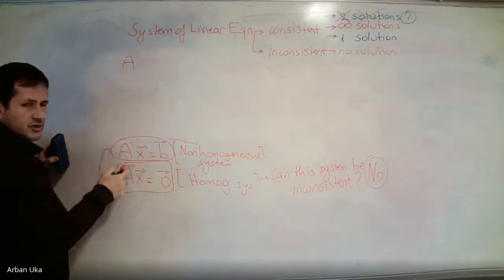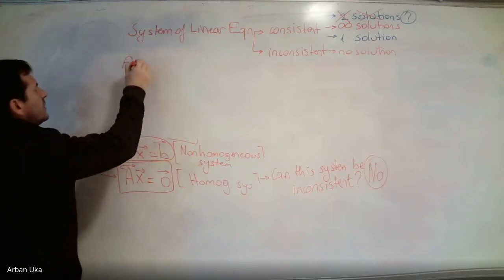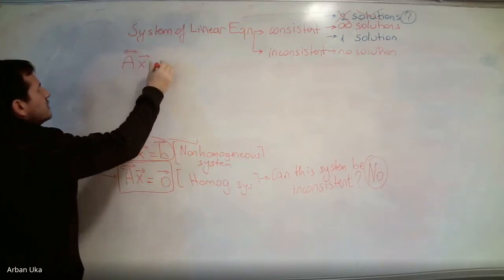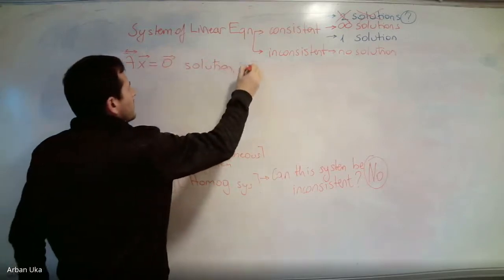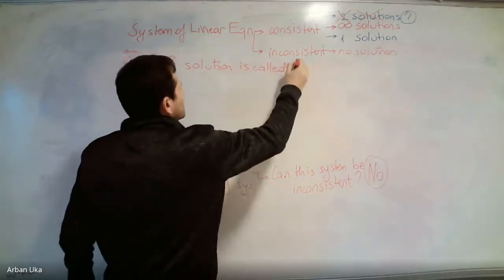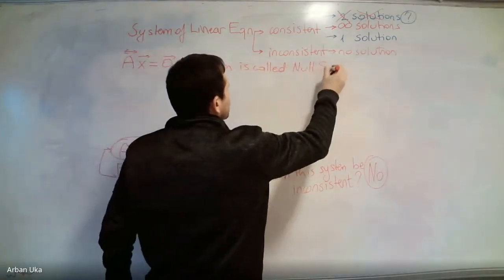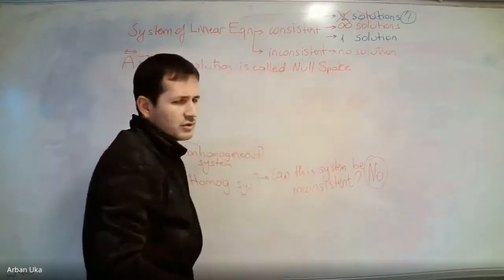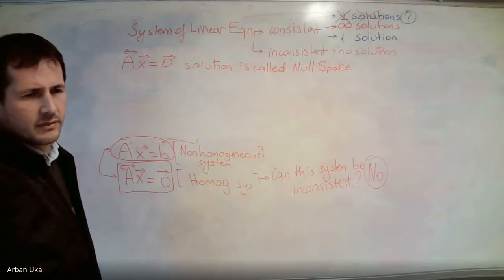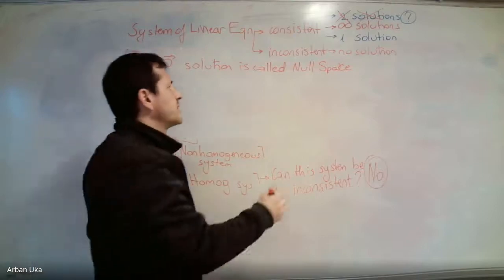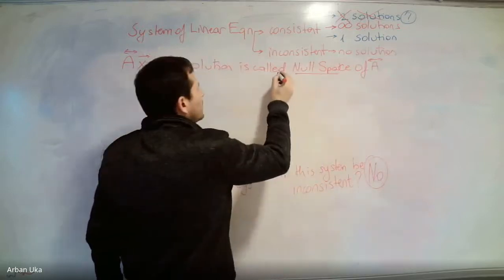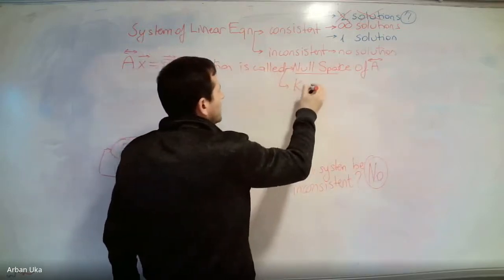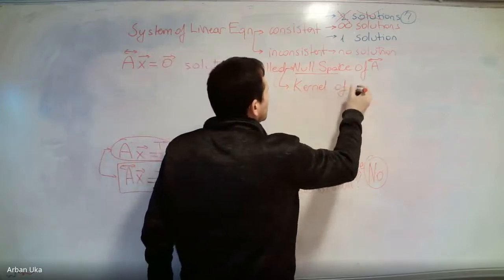They have in common the coefficient matrix A. Now, if we have AX equal to 0, the solution of this AX equal to 0 is called the null space of A. Okay, we call this one null space. What does null mean in Albanian? What do you understand when you say null? E zbrazët, bosh. Është bosh, e zbrazët, shumë e drejtë, shumë e saktë. We call it the null space of matrix A, or we can also call it the kernel of matrix A.